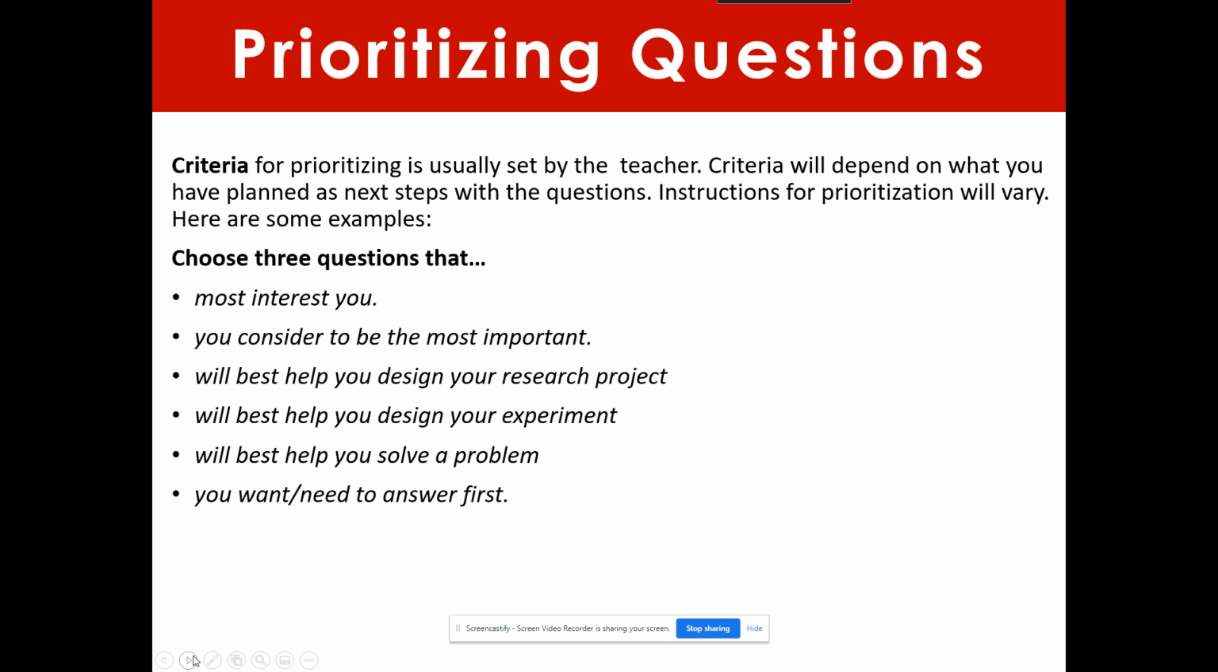You could ask them to list the 3 most important questions that they find interesting, the ones that they consider to be the most important, the ones that will help design their research project or their experiment, or help them solve the problem that you want them to solve, or the larger inquiry of study, and then which ones they want or need to answer first. And this might guide you into your further lessons of study throughout the unit that you are planning.